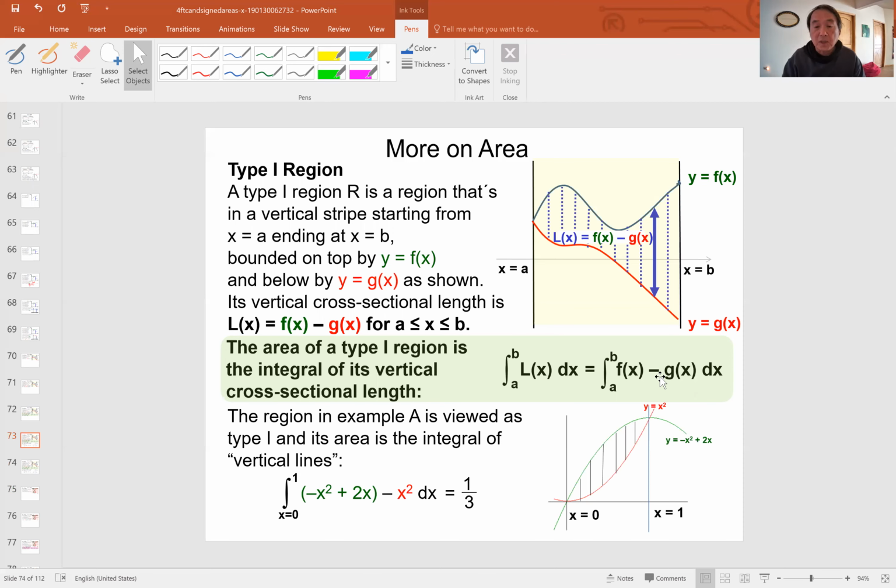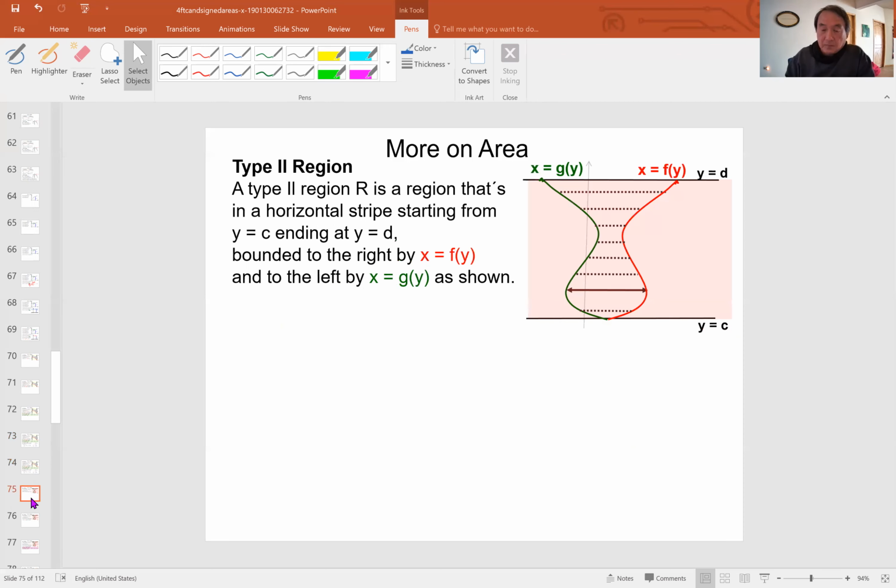Type 2. Now the boundary is on the sides. On the right-hand side, I know the horizontal distance. Given a y, at a point over here in red, x is f of y. And given a y, a point over here, again at height y, except this is g of y. X is equal to g of y.